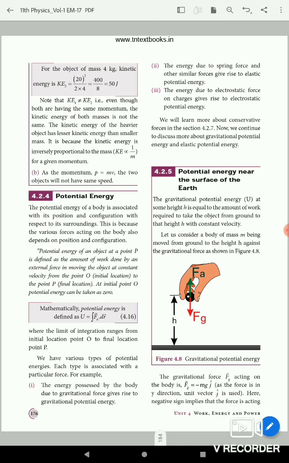Potential energy. The potential energy of a body is associated with its position and configuration with respect to the surroundings. This is because the various forces acting on the body also depend on position and configuration. Okay, a body at rest can have potential energy.